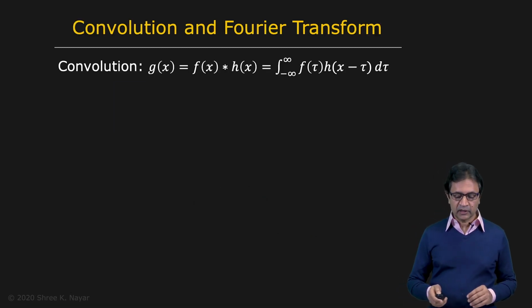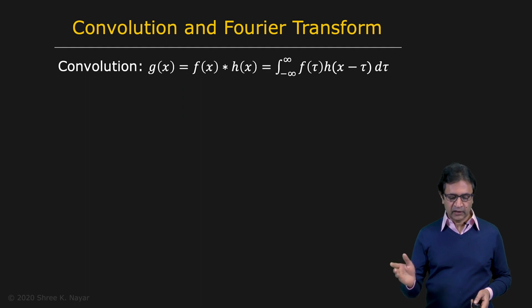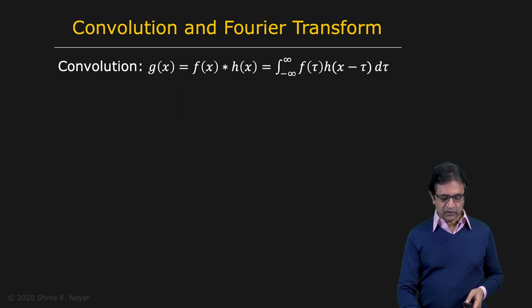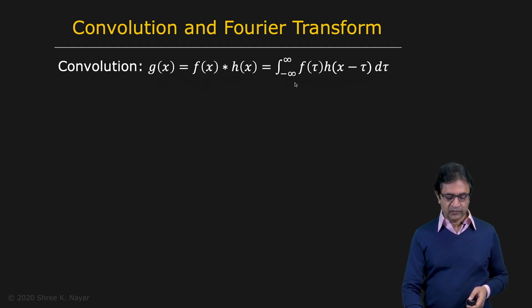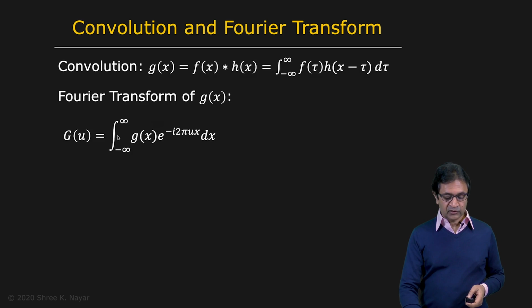So now let's take a look at the relationship between convolution and Fourier transform. Let's start with convolution here. So g is f convolved with h, and we know the expression for convolution right here, which is the one that we just saw. Now what we're going to do is find the Fourier transform of g. And that gives you g of u in frequency space is the integral of g multiplied by e to the power of minus i 2 pi ux, integrated from minus infinity to plus infinity.